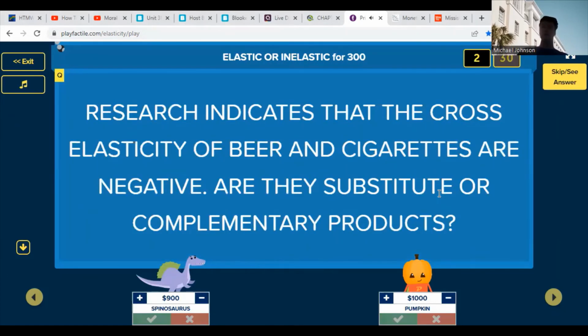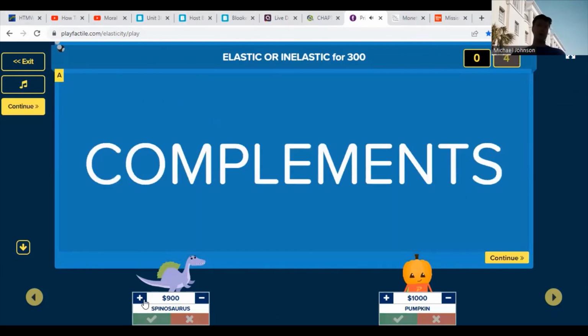Research indicates that the cross elasticity of beer and cigarettes is negative. Are they substitute or complementary products? Yeah, great job, everybody. I'll give everyone a point for that one.